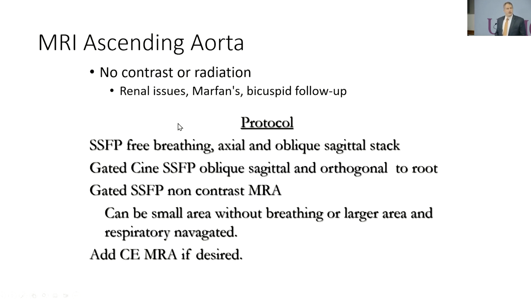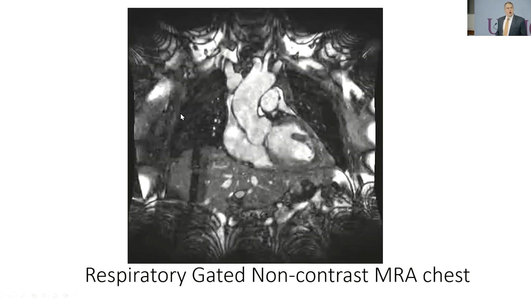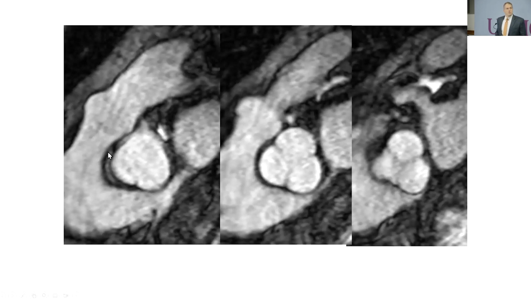The ascending aorta protocol is basically Cine images, and this is a breath-held, non-contrast, respiratory and EKG-gated image. And it really does provide good visualization of the entire thoracic aorta. We can get detailed measurements off of this, again non-contrast and respiratory and EKG gated, of the aortic root, the same measurements that you can get with CT.